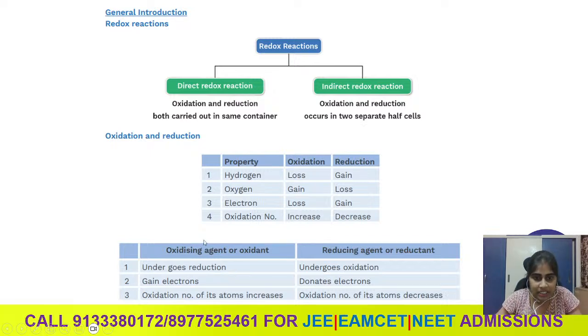So what is meant by oxidizing agent and reducing agent? That which undergoes reduction is known as the oxidizing agent. That which undergoes oxidation is known as the reducing agent. The agent which helps in gain of electrons is also known as the oxidizing agent, and that which donates electrons is the reducing agent. When the oxidation number of its atoms increases, it is known as the reducing agent. When the oxidation number of its atoms decreases, it is known as the oxidizing agent.